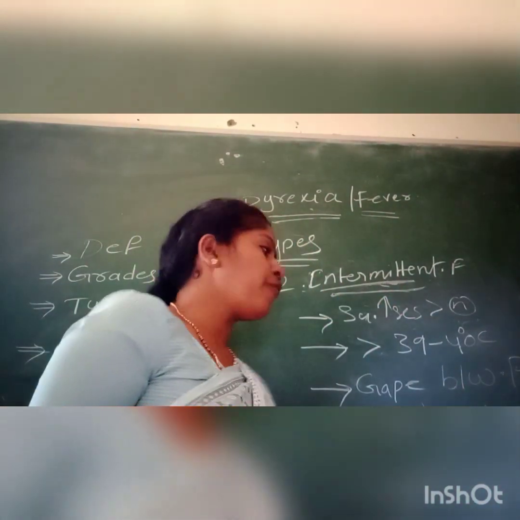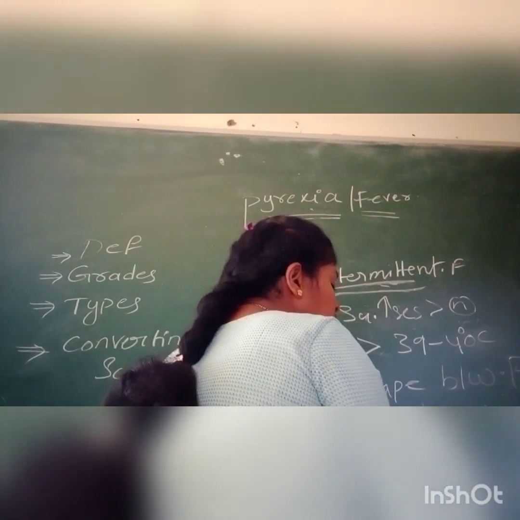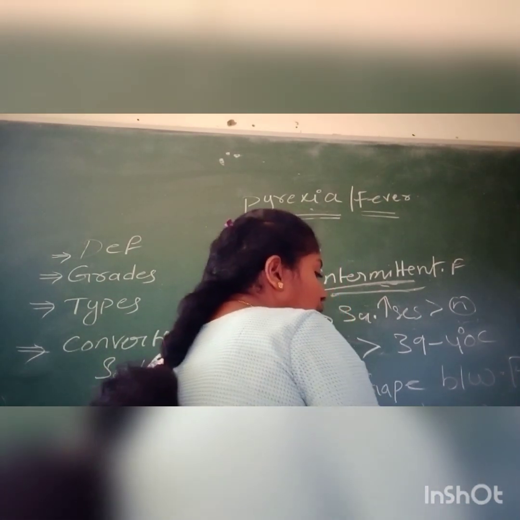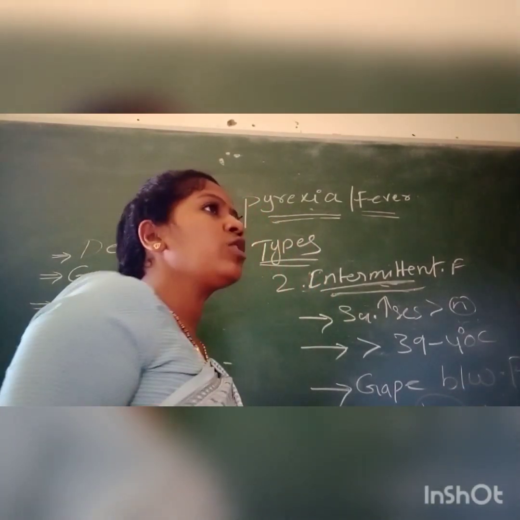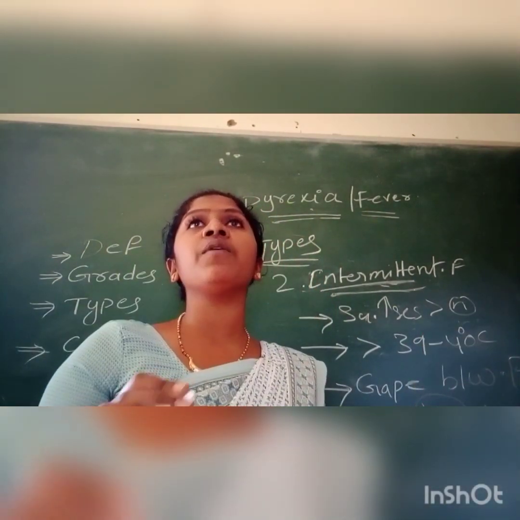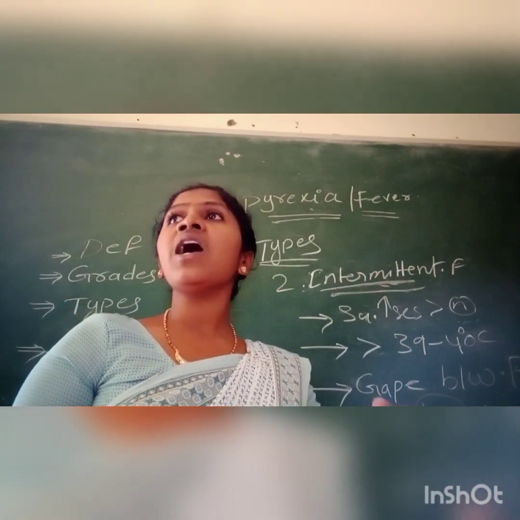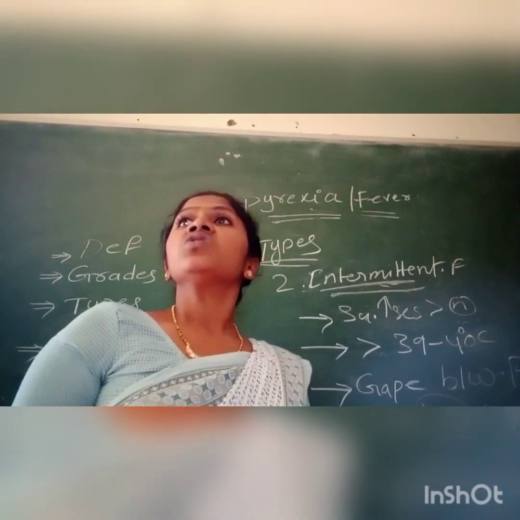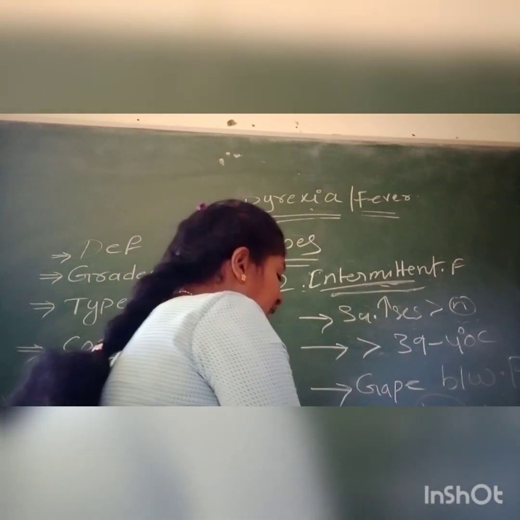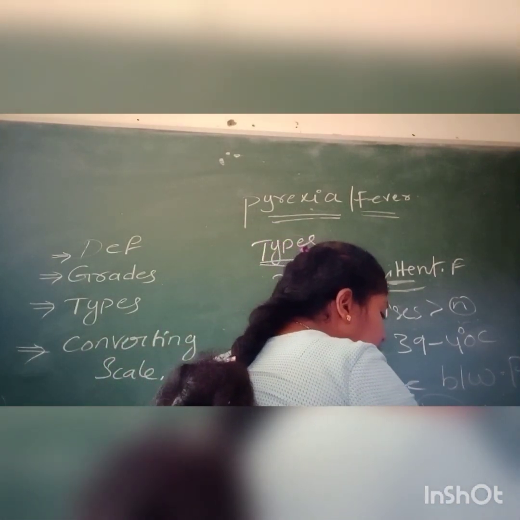Understood? So for 1 or 2 days the temperature stays. After these 2 days the temperature comes down and gives a period of 1 to 3 days when you won't have any fever. Again the temperature rises to the peak level, with a gap. An example for this fever is malaria. You all know malaria fever.